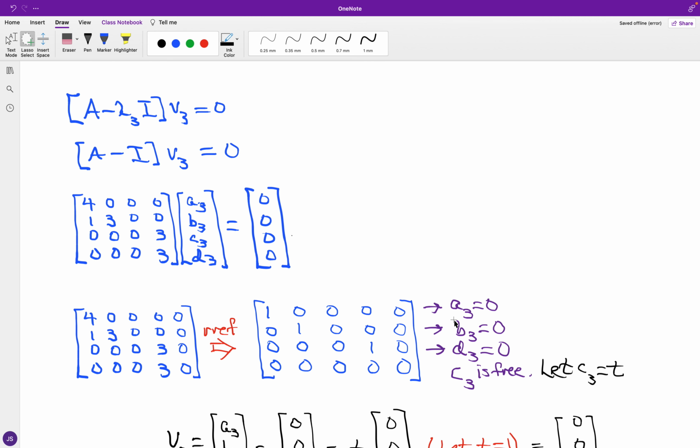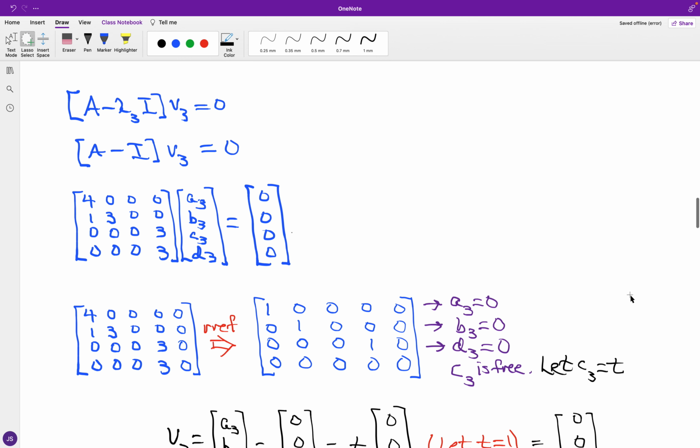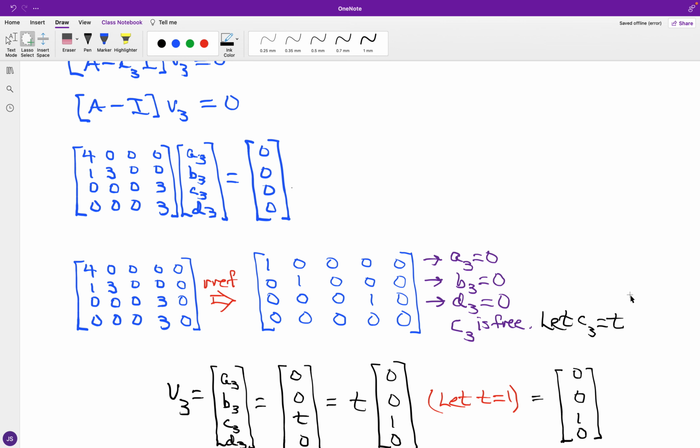So for the top row we have a sub 3 is equal to 0. Next row, b sub 3 is equal to 0. And then the next row, we have 1 isolated in the fourth column, and this signifies that d sub 3 is equal to 0. Since we do not have 1 isolated in the third column, c sub 3 is the only free variable, and we will let this be equal to t.